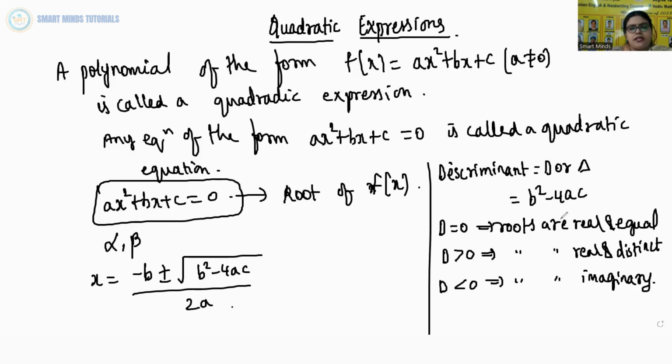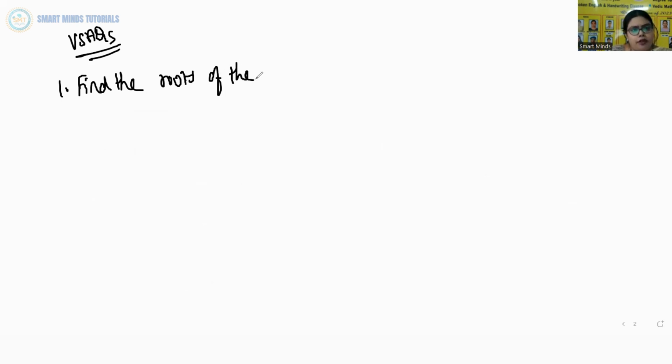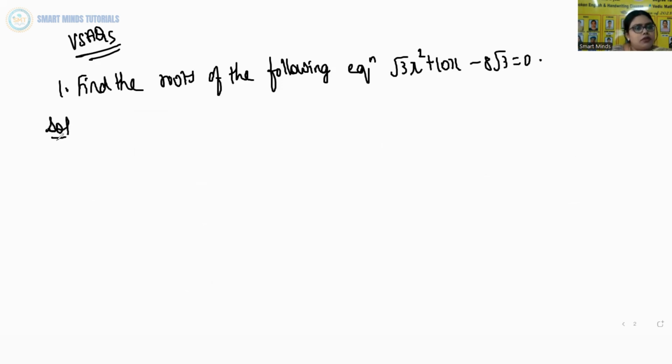So with these concepts, let's get started with the problems. We'll do some VSAQs today. So take the first question. Find the roots of the following equation: root 3x square plus 10x minus 8 root 3 equals 0. So what is the given equation? Given equation is root 3x square plus 10x minus 8 root 3 is equal to 0.